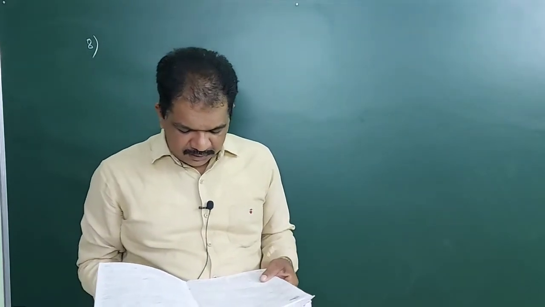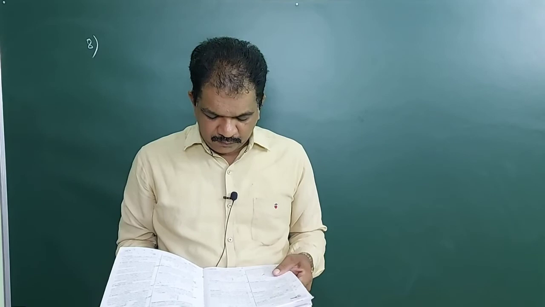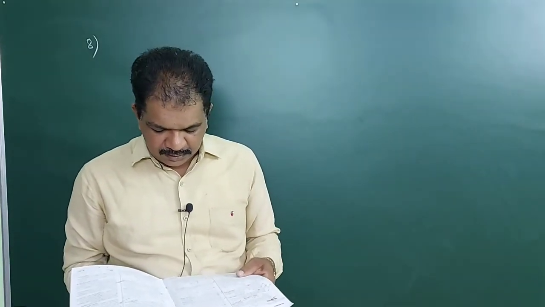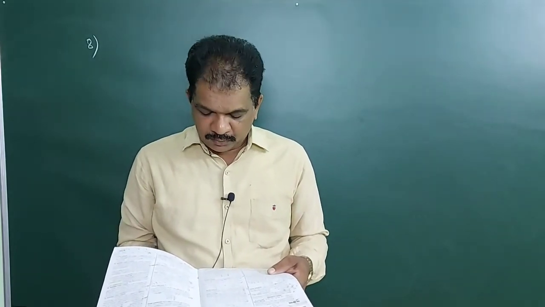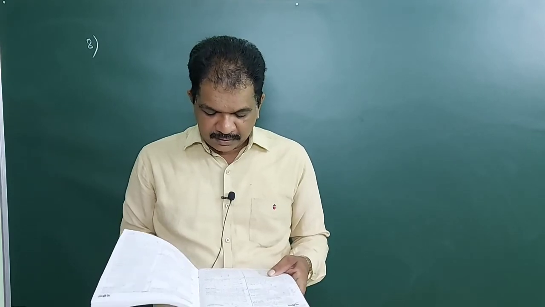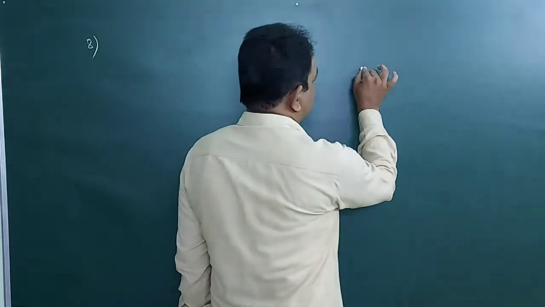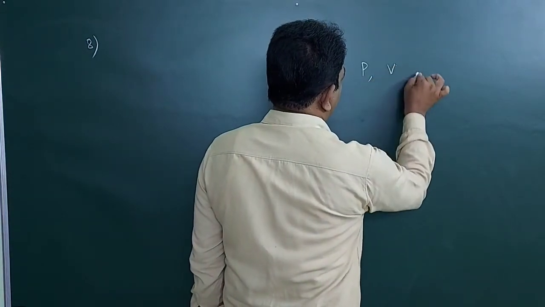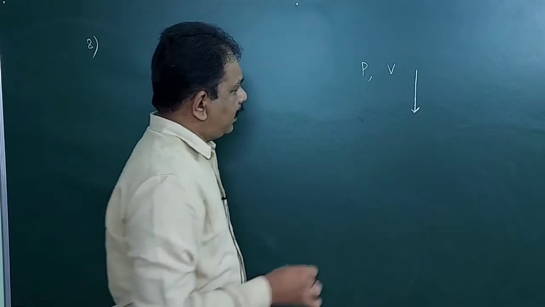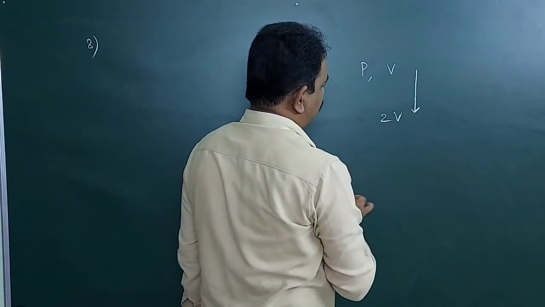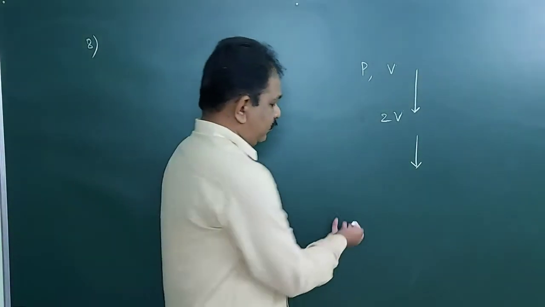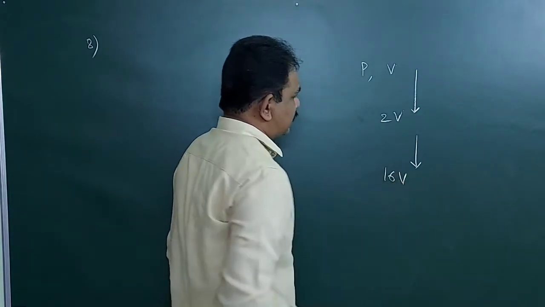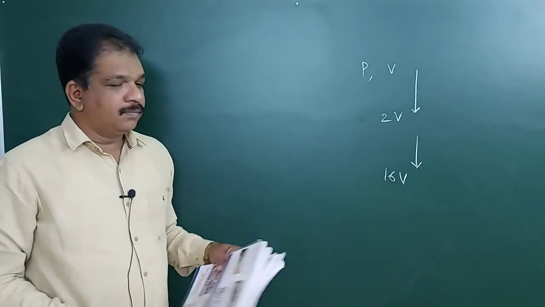What they are asking: a monoatomic gas at pressure P having volume V expands isothermally to a volume 2V and then adiabatically to a volume 16V. The final pressure of the gas? Monoatomic gas is there, its pressure is P, volume is V. It was expanded isothermally to some volume. Later, it expands adiabatically to a volume of 16V. Then what is the pressure here?